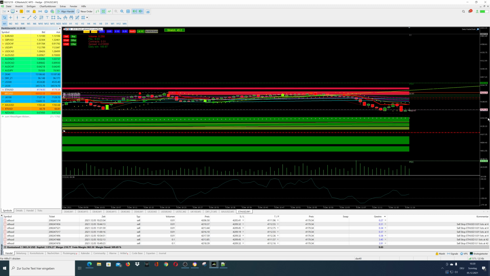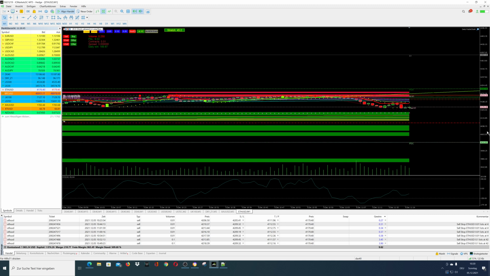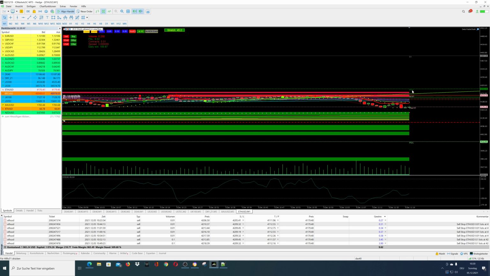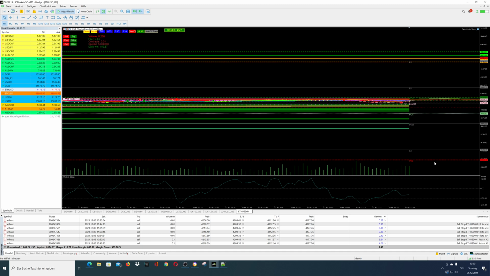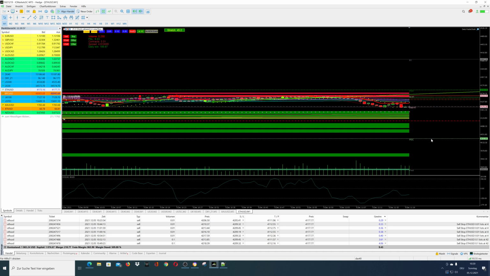And what is important too, I have the pre-day high, the pre-day close, and the pre-day low always displayed, because the price always runs to these important points. This is the Swiss important line indicator.